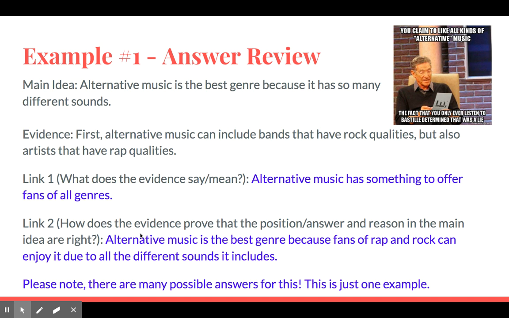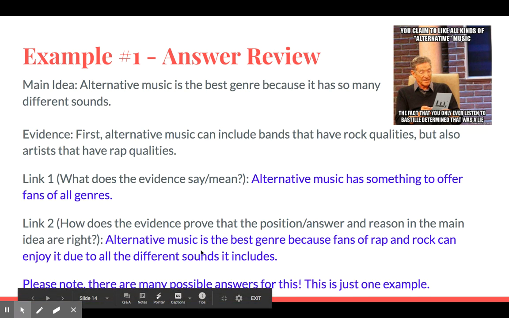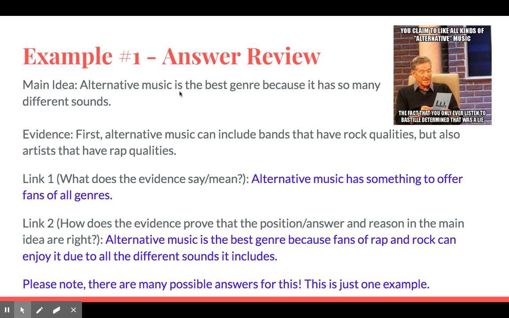Our second part, how does the evidence prove that the position or the answer and the reason in the main idea are right? Alternative music is the best genre because fans of rap and rock can enjoy it due to the different sounds it includes. So notice, we are linking back to our position, our answer, that alternative music is the best genre, and our reason, because it has so many different sounds. We get that wording in here as well. So we're seeing a very clear connection between our evidence here and our main idea and our explanation down here.